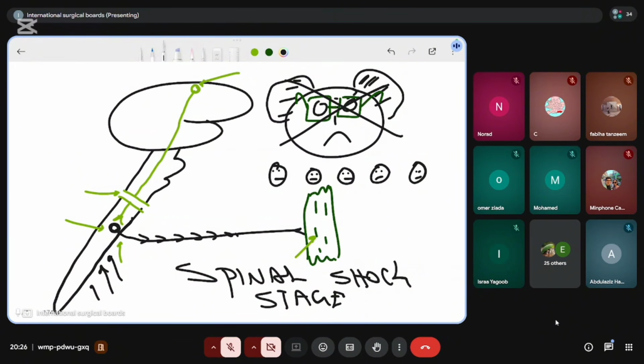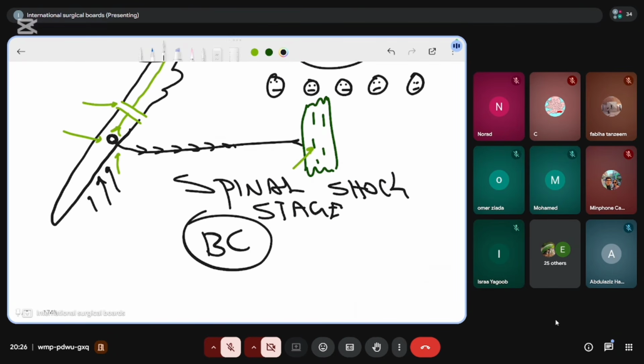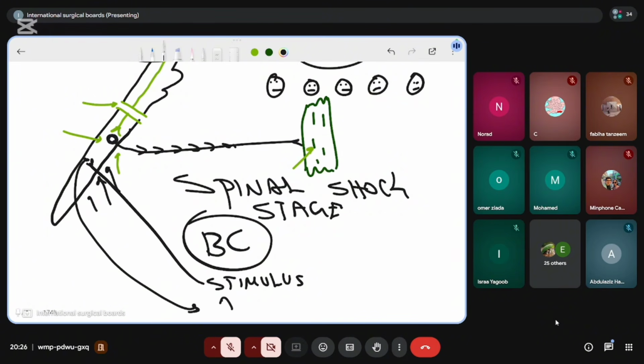Also, reflexes will not be there during spinal shock, including the bulbocavernosus reflex. What is the bulbocavernosus reflex? Everybody loves that reflex. Simply, when you tug on the penis or cause electric stimulation of the glans penis, the anal muscle contracts. This is entirely a reflex within the spinal cord. It doesn't need higher centers. So it is very simple. You do the stimulus here, it goes to the spinal cord, and then comes back to the anal sphincter and causes it to contract.